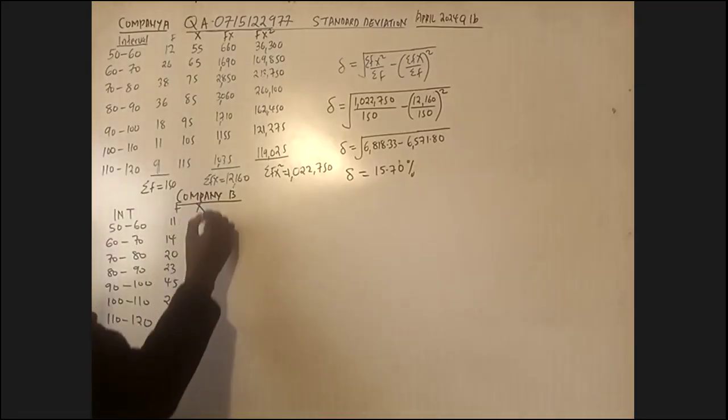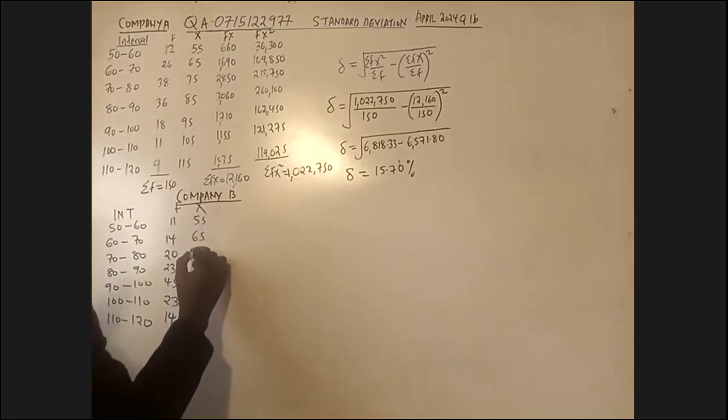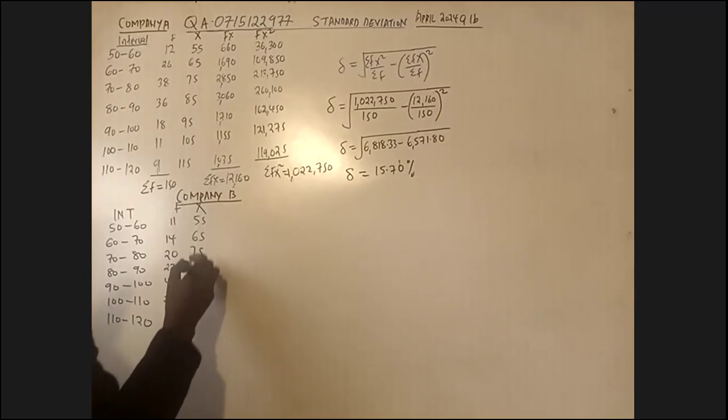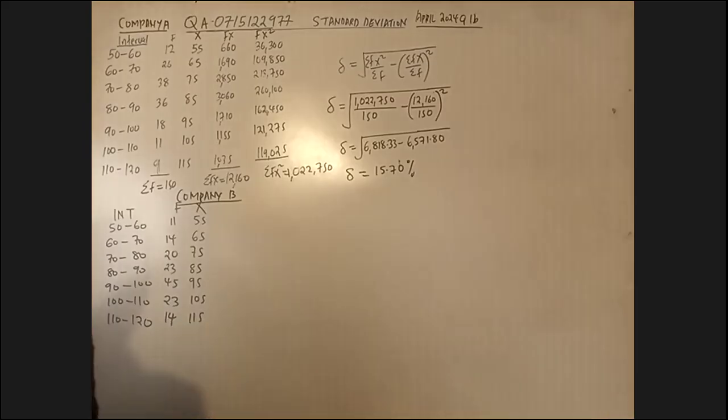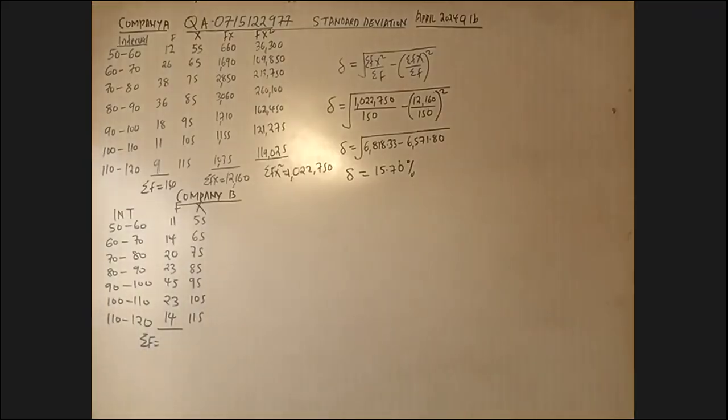X is the same: 55, 65, 75, 85, 95, 105, 115. Let us find the summation of X. Kwanza na hizo tujaze hizo. 11 plus 14 plus 20 plus 23 plus 45 plus 23 plus 14.